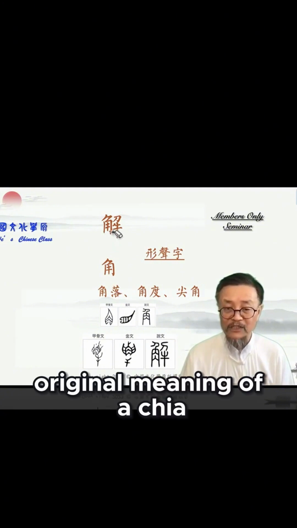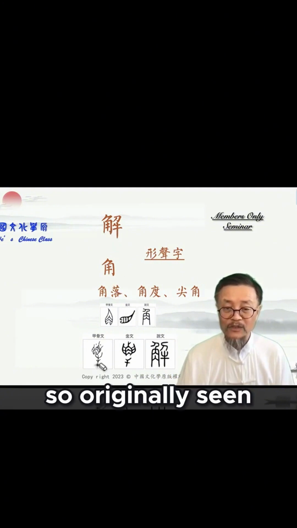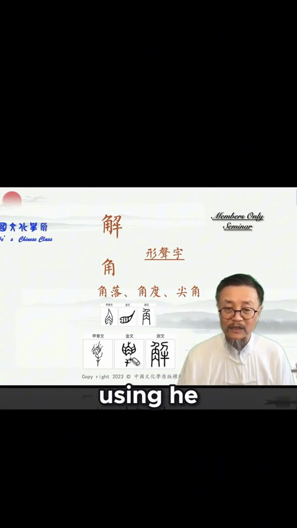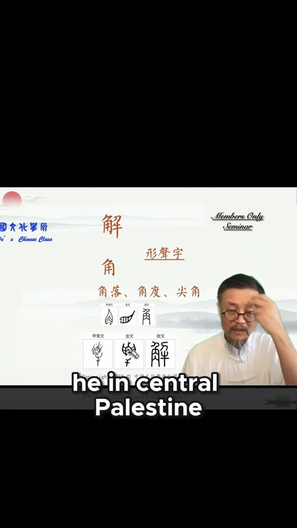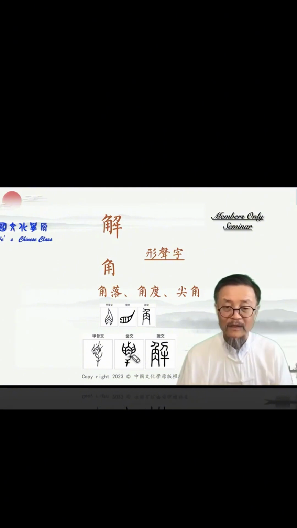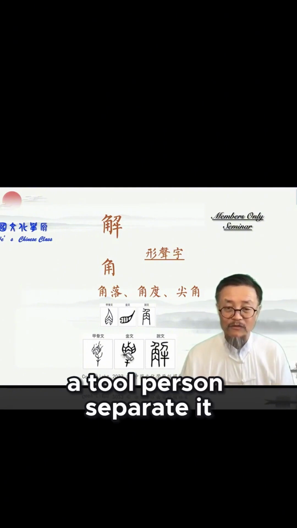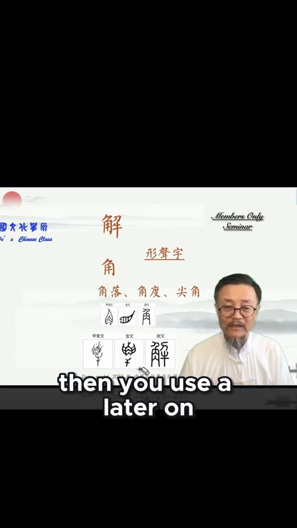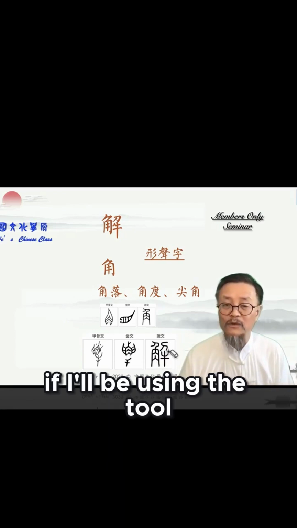Original meaning of 解. Originally, you can emphasize the head. Using the central part is the skull. A two-person separated. Then later on it developed to use the tool with a knife.